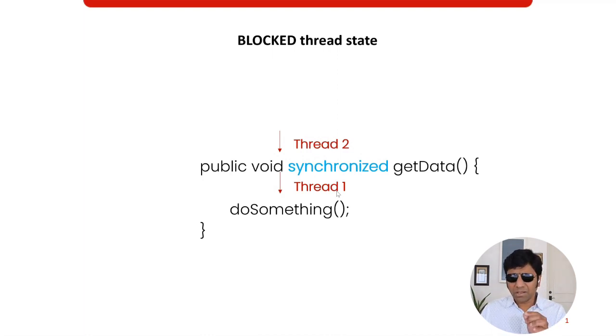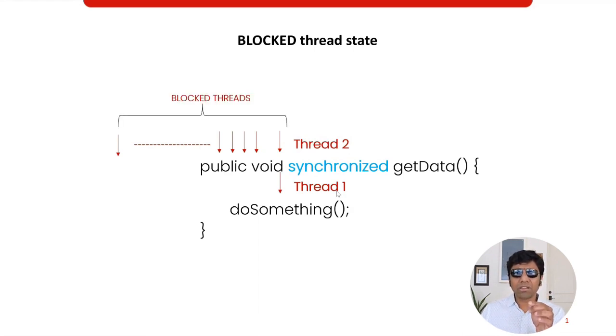Now at this point, thread 2 is in a blocked state. Now let's say another thread comes. Will it be allowed to enter? No, it's not going to be allowed to enter. Another thread comes. It's not going to be allowed to enter. So like this, if multiple threads keep coming, they're not going to be allowed to enter. They all will be put into the blocked state. Until thread 1 exits from that getData method, all other threads are going to be put in the blocked state. So this is just an example of a synchronized method.